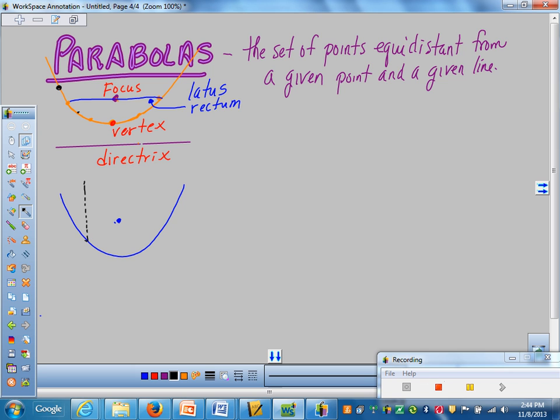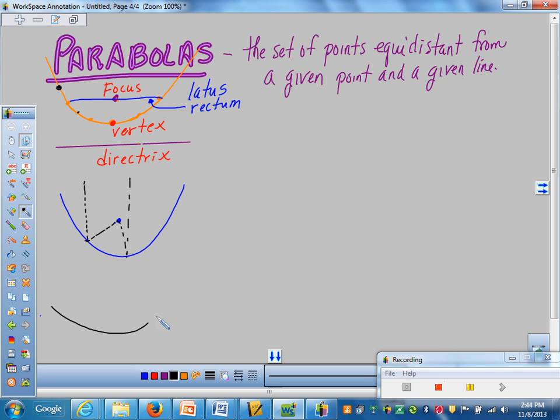Anybody want to guess where it bounces to? To the other side, like over here? Anybody? To the dot? What's the name of that dot? The focus, yes. It bounces to the focus. Doesn't matter where you are in the parabola. If I come in over here, once I hit the parabola, it bounces to the focus. Every single time.